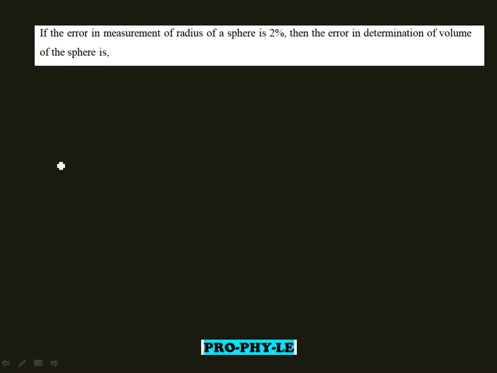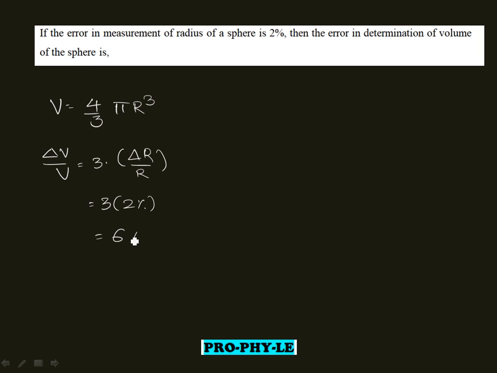The next question is like this. Error in measurement of radius of a sphere is 2%. Then the error in determination of volume of the sphere is? Volume of a sphere is given as V is equal to 4 by 3 pi r cube. So delta V by V will be equal to 3 into delta R by R. So this will be 3 into 2%, that will be equal to 6%. That is how you have to solve this question.